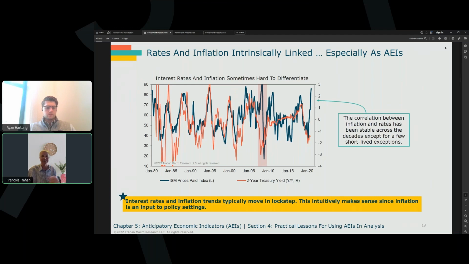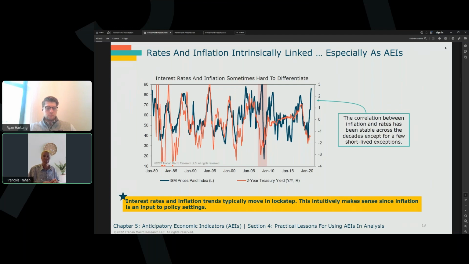Where the series ends is in 2021. Some of you might recall that at the time, inflationary pressures like this were telling you there was a problem, but the Fed viewed it as transitory.